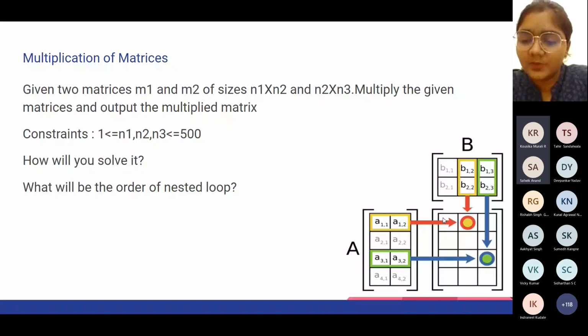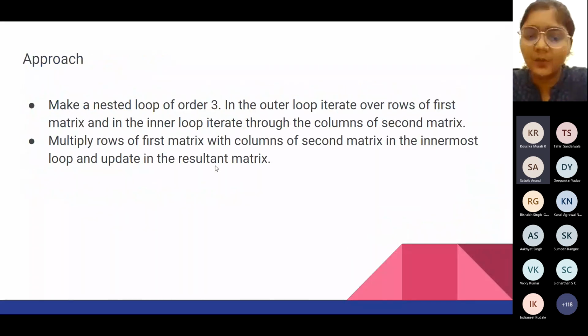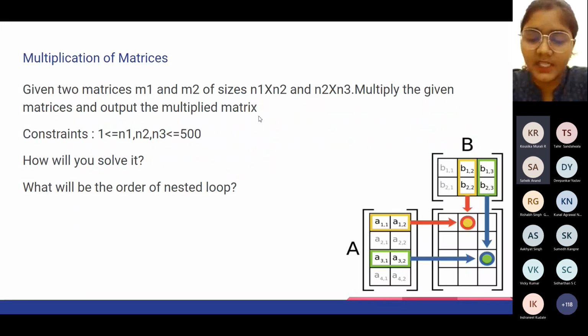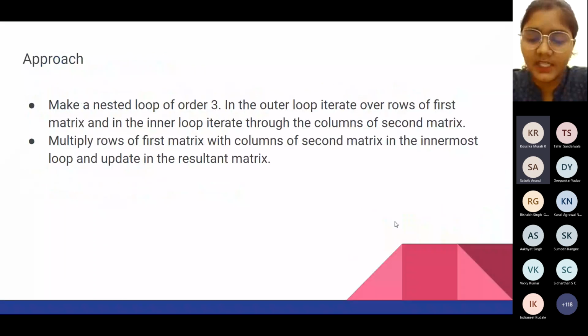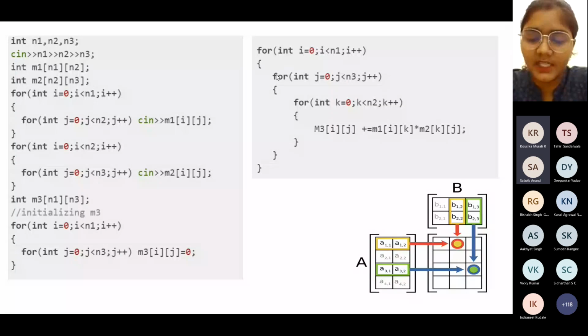And correspondingly for each row, you will be calculating for each column. So the order of the nested loop here will be 3. Let's see the approach. You have to make a nested loop of order 3. In the outer loop, you are gonna iterate over the rows of the first matrix. You will create a second inner loop where you are gonna iterate over the columns of the second matrix.